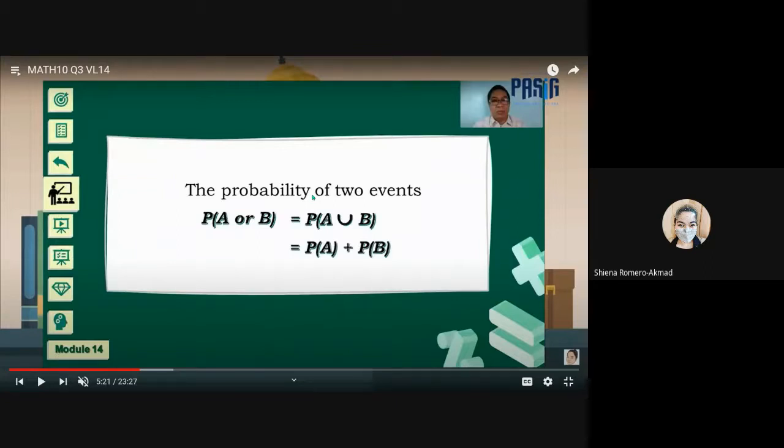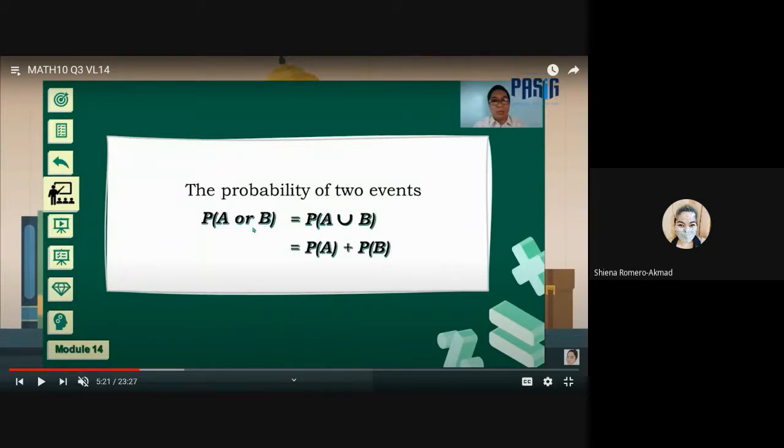Kapag queen ang kukunin mo, meron din. Magkakaiba, may spade, may heart, and so on. Hindi tulad sa pagro-roll ng die, kung 5 lang talaga. Kung 6 lang talaga. So if there are no common elements na tinatawag, ito po yung gagawin natin. We simply add the probability of A and probability of B.